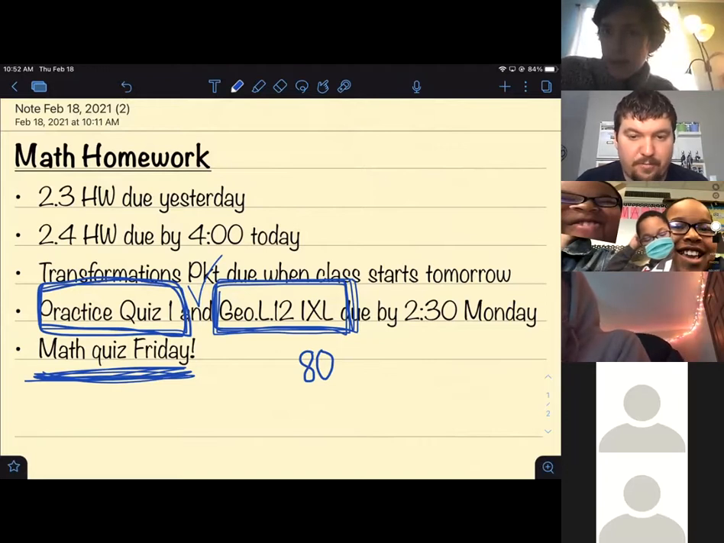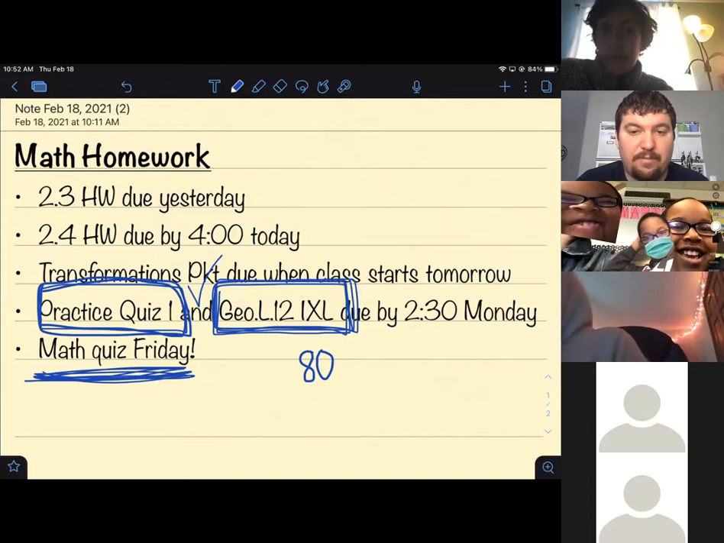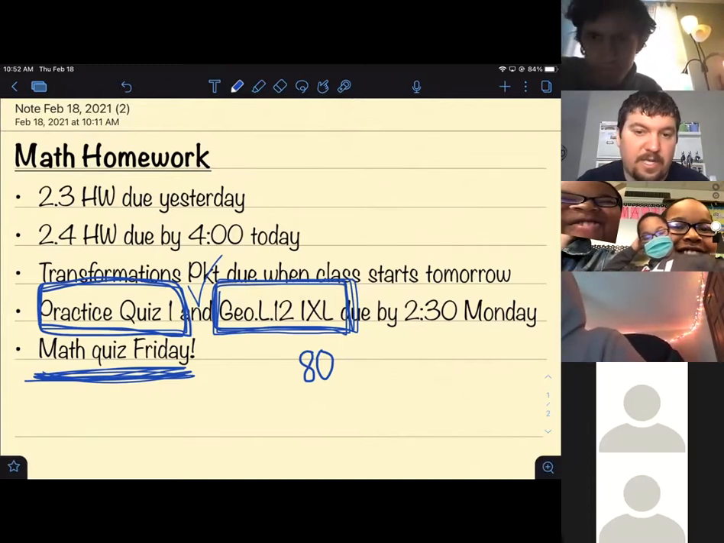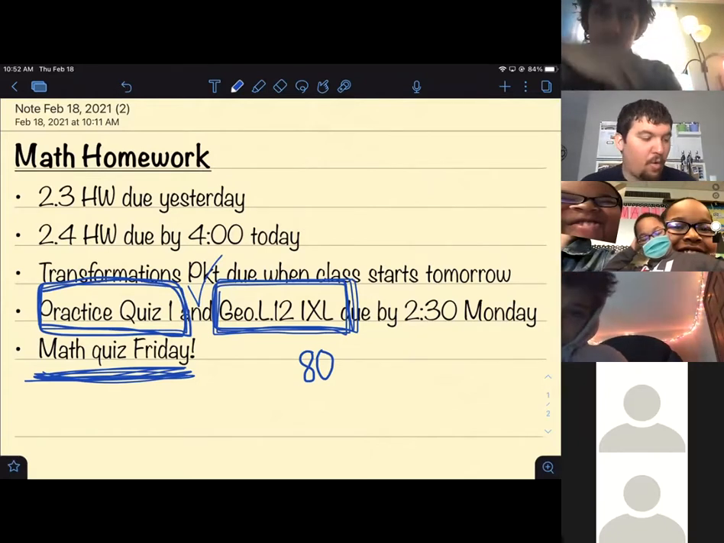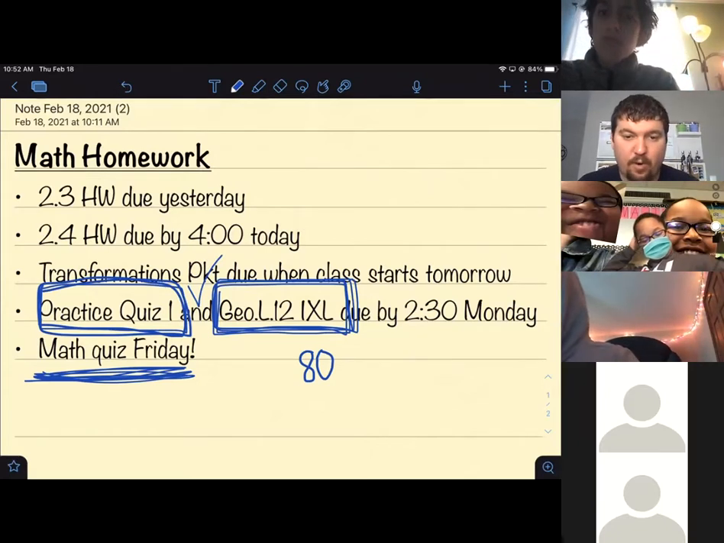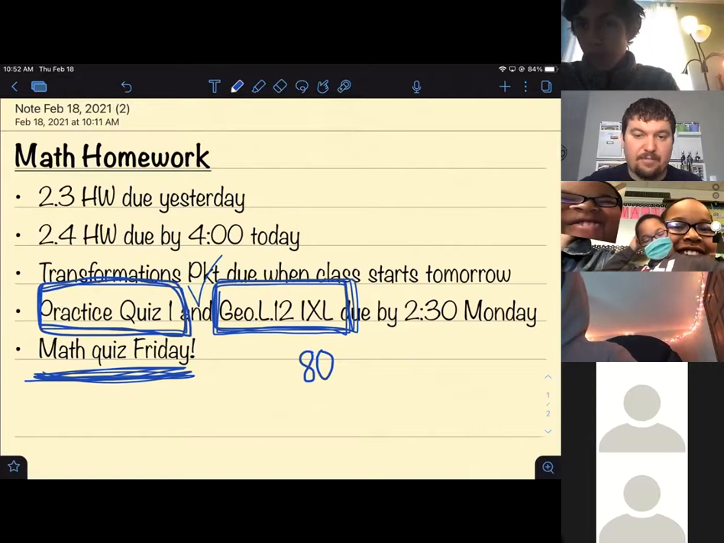Those 2 extra credit points, we're actually going to do some more IXLs this year where I'm going to do the same thing. I'm going to say you only have to get to 80, and those extra credit points could add up, just like the IXL extra credit points add up. If you have questions on the transformations packet due tomorrow or the 2.4 homework due today, or if you get stuck on an IXL question, screenshot it and send it to me and I can try to help you.